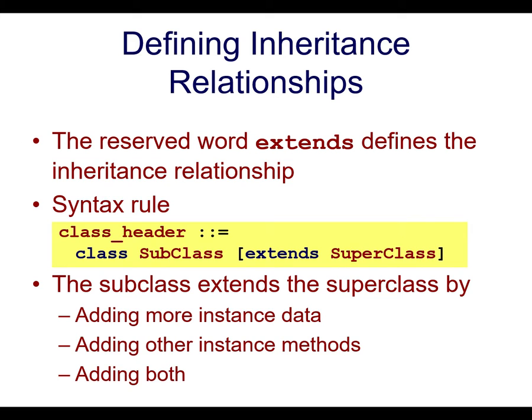The brackets convey the fact that the extends clause is optional, which should be obvious given that none of the previous examples had one. The reason that extends was chosen to express the inheritance relationship is that the subclass extends the superclass in one of several ways. It can add instance variables and constants, it can add instance methods, or it can add both.